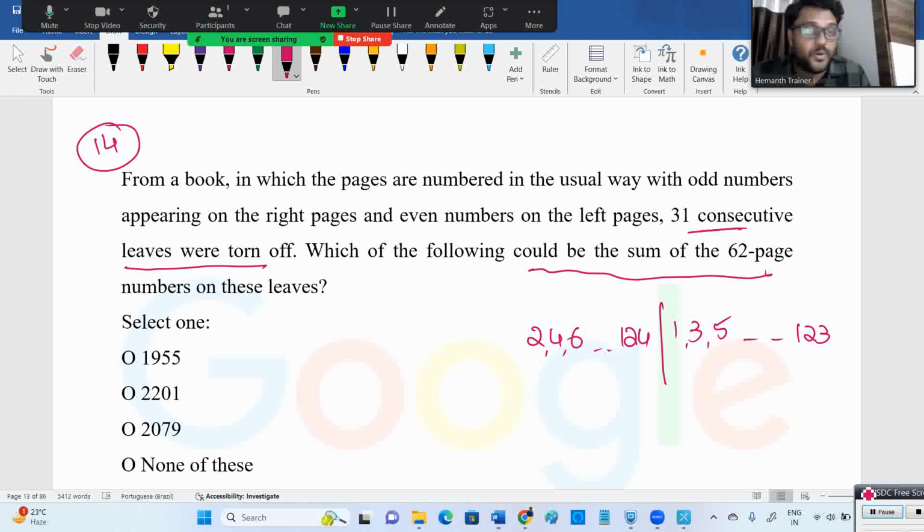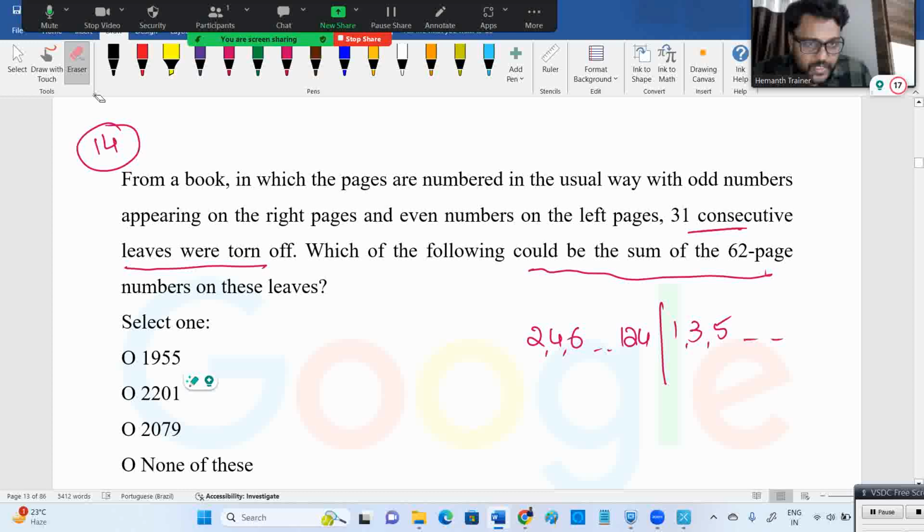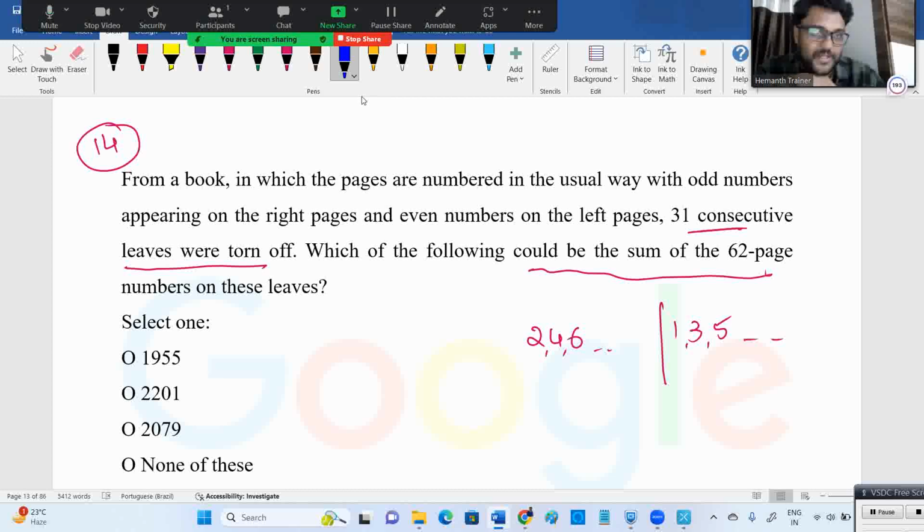Here in this question, the important thing is that 31 leaves are taken. Among the 31, you're fine. Here one wrong perception I had was, okay, 135 on the right side, 246 on the left side. 31 leaves are torn off. What is the total number of pages in that book is not given.